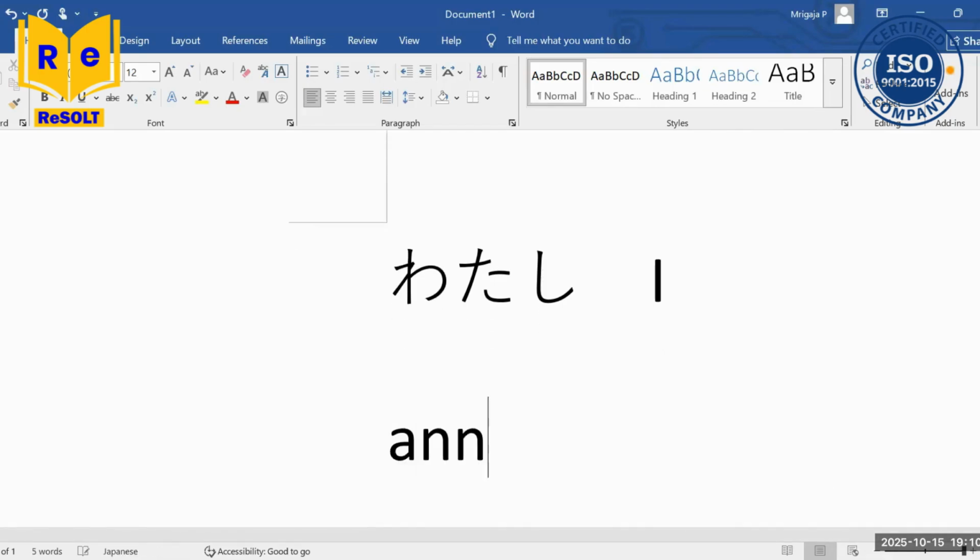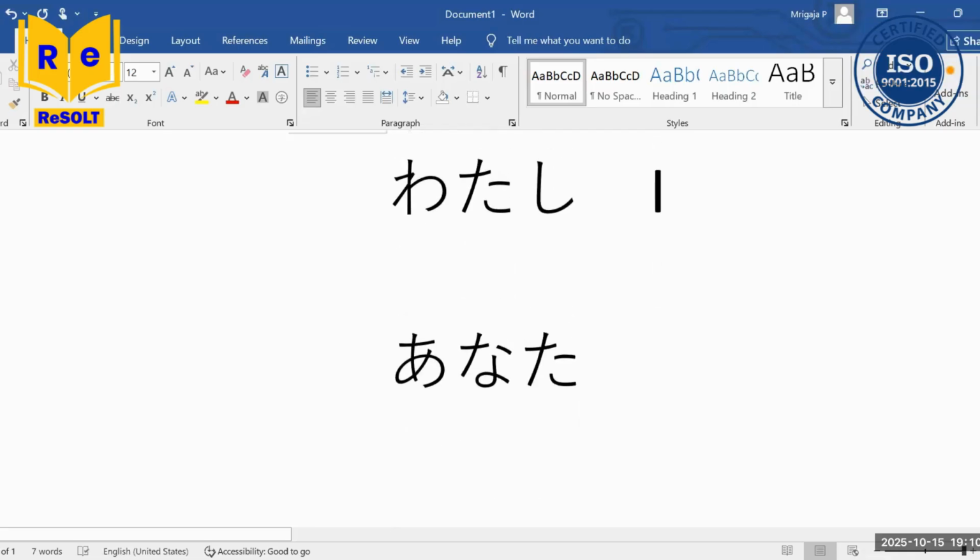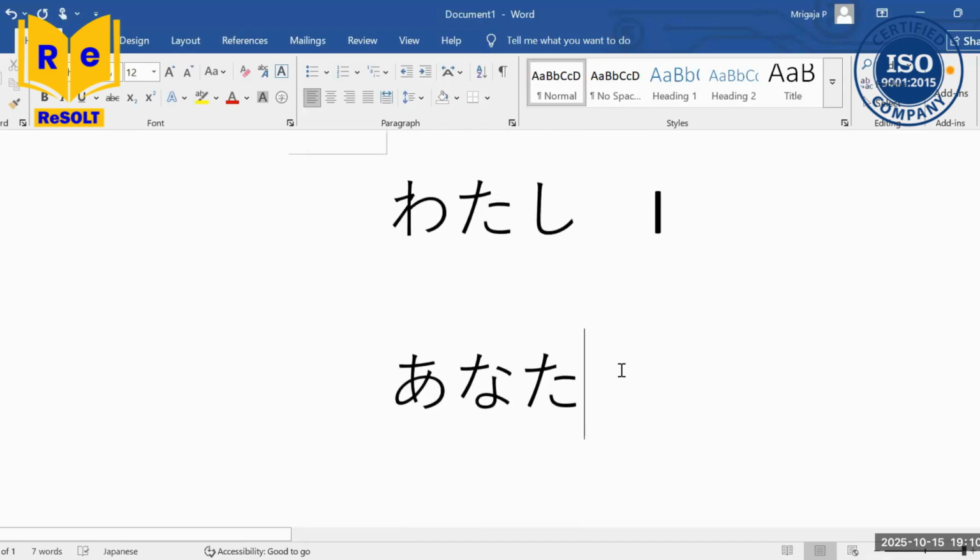Then this one is? This second word is? Yeah, you can write it down.